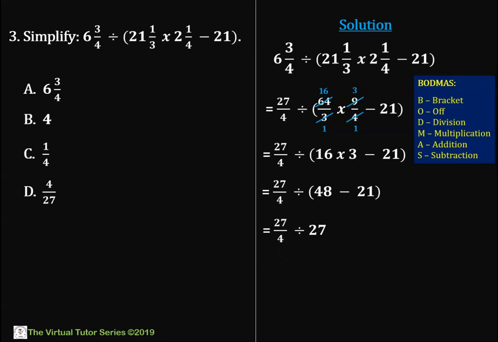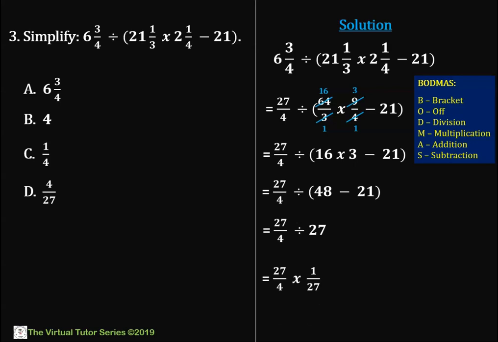So we have 27/4 divided by 27. Now, we need to change the division sign into multiplication by finding the reciprocal of 27. The reciprocal of 27 is 1/27. Therefore, we have 27/4 times 1/27.